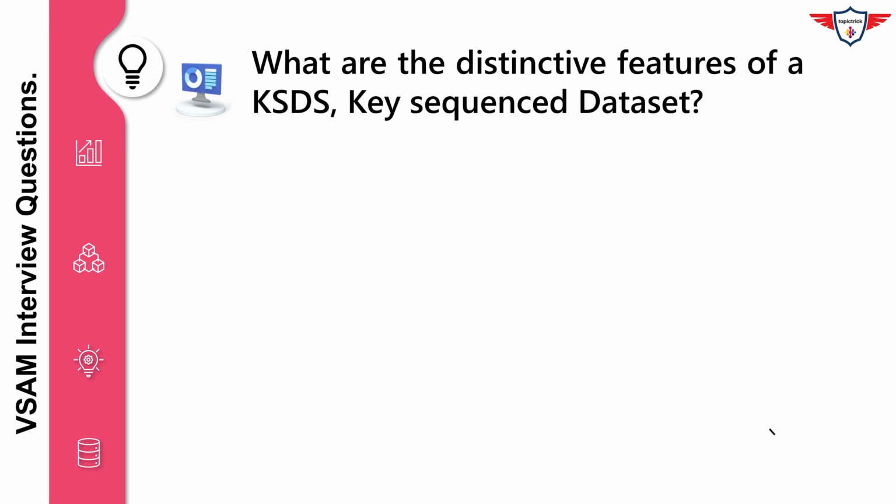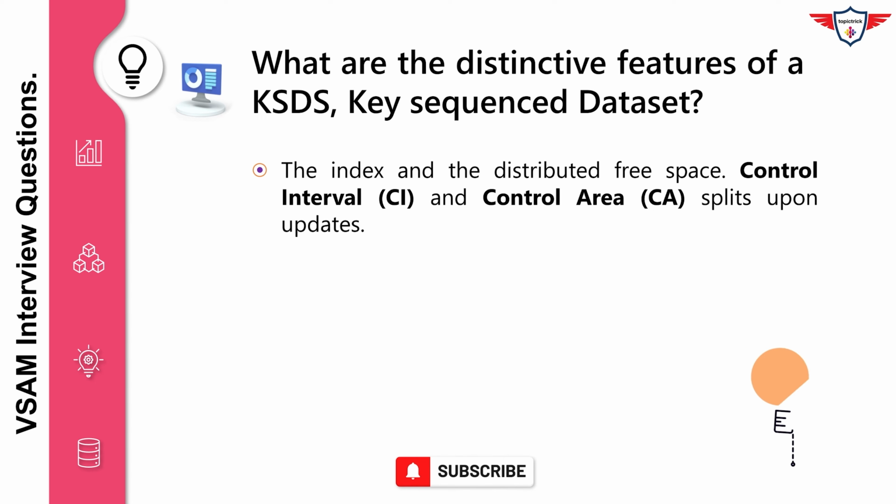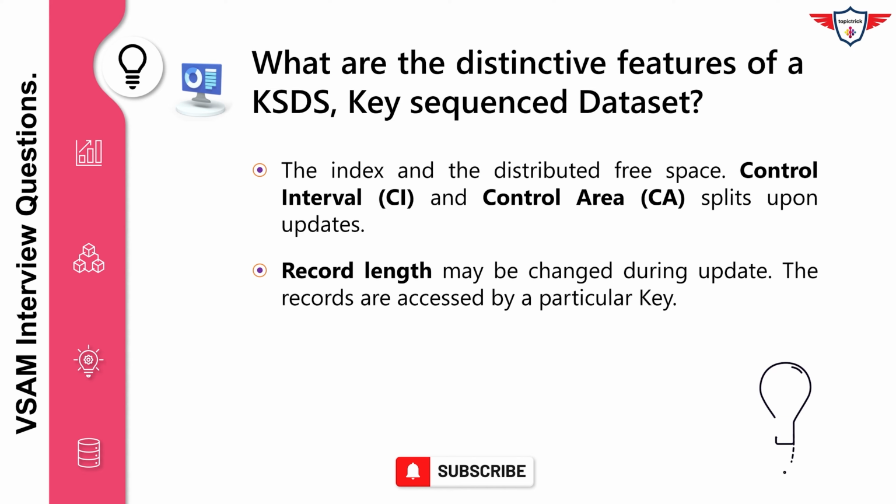What are the distinctive features of a key sequenced dataset, KSDS? The index and the distributed free space. Control interval, CI, and control area, CA, splits upon updates. Record length may be changed during update. The records are accessed by a particular key.